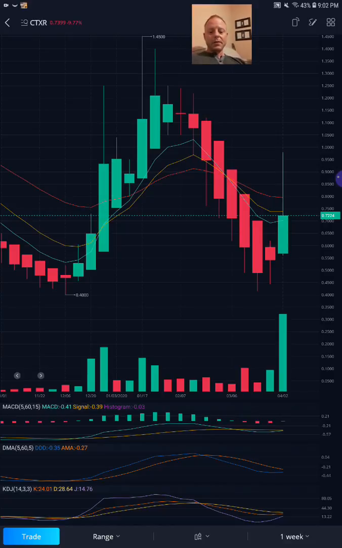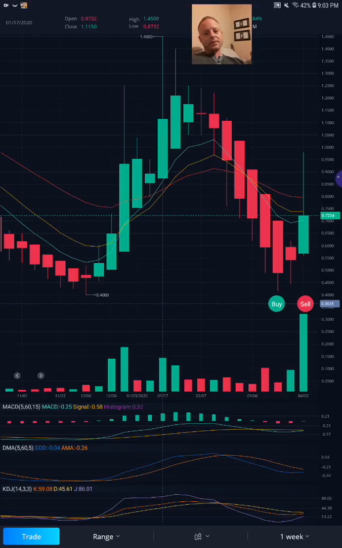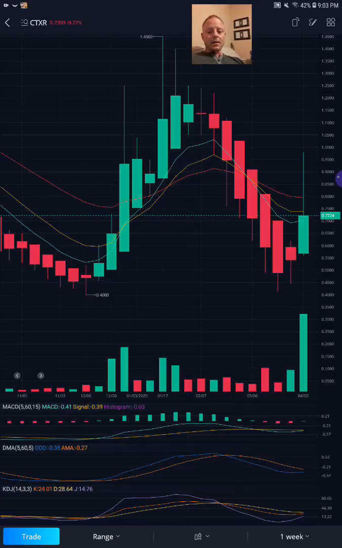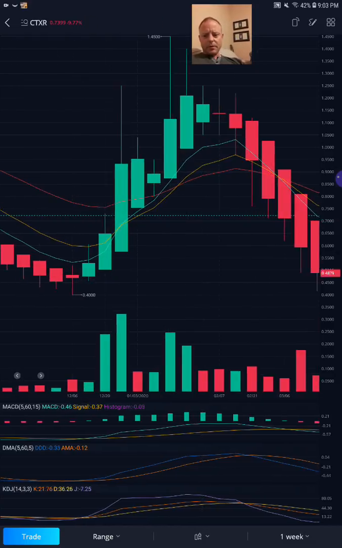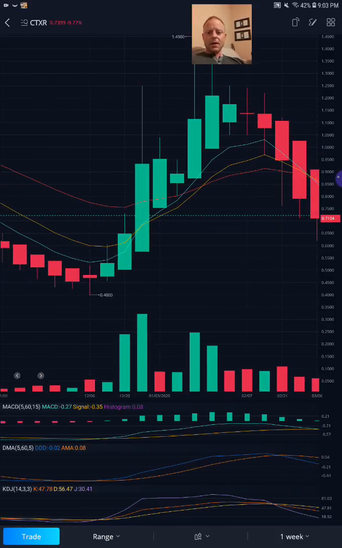Now, what I have pulled up is a macro picture, and each one of these candlesticks represents a full week of trading. Now, this is a lot of trading. You've got 1, 2, 3, 4, 5, 6, 7, 8 weeks of solid uptrend. This goes all the way back to December. That's quite a long time.